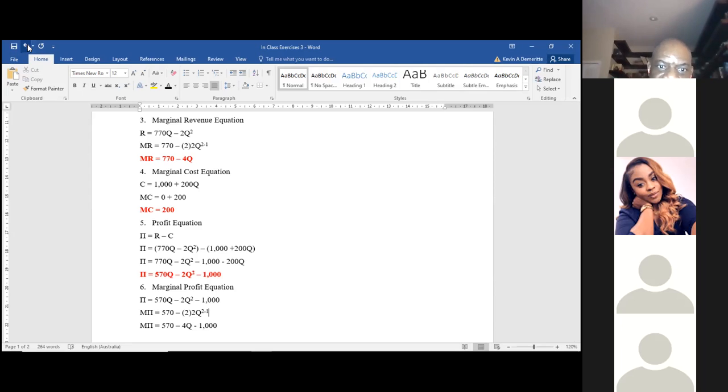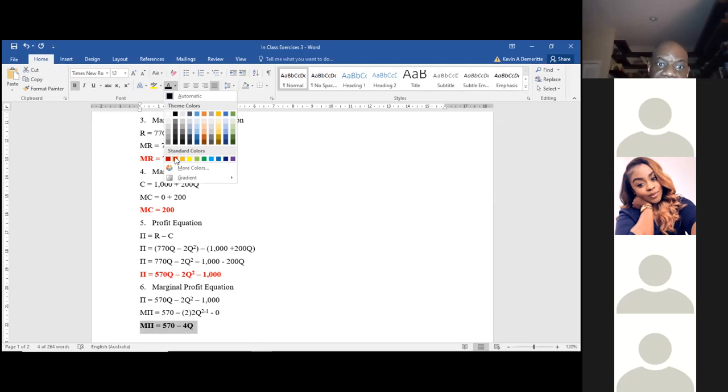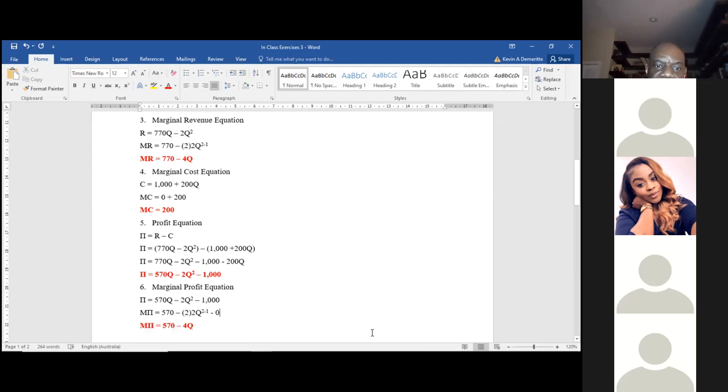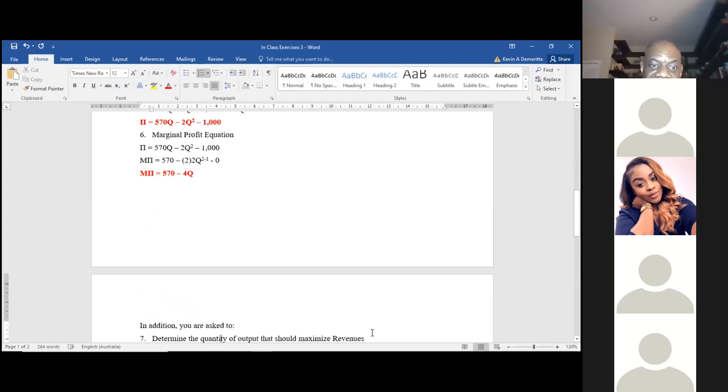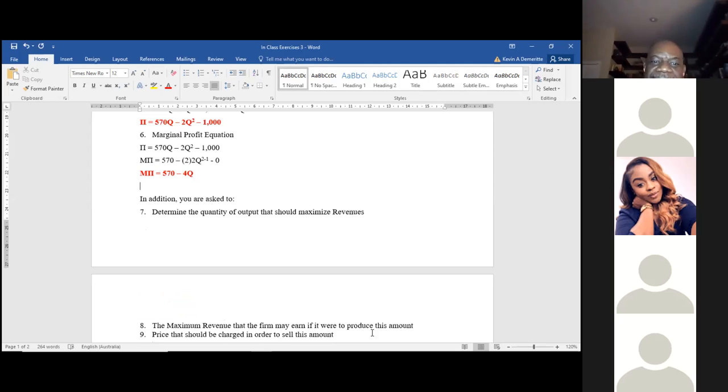Oops, no, hang on, sorry. This becomes 0, which in essence means that we can get that out of the way completely. And that will be our marginal profit equation. And I need that bold, and I need that red. So we have our marginal profit, 570 minus 4q. You begin to see why this is worth 30% of your exam grade. We still got a bunch of questions to deal with.